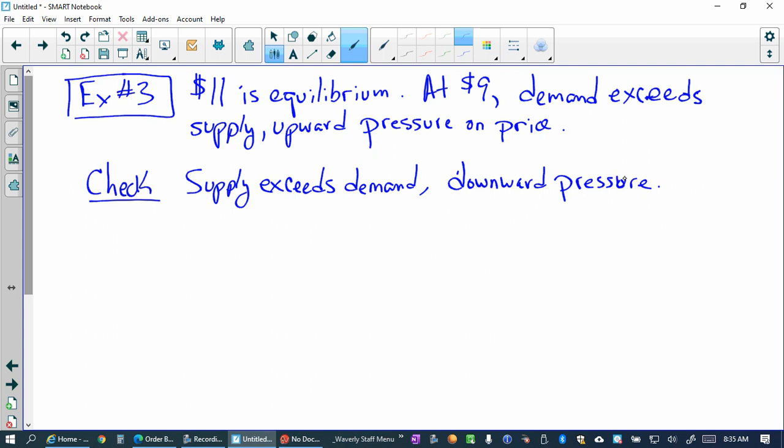Pressure, okay? So remember, this is price only. No other determinants of supply and demand come into play here, right? Just like any science experiment, you always eliminate all the other variables. We're moving along the curve.